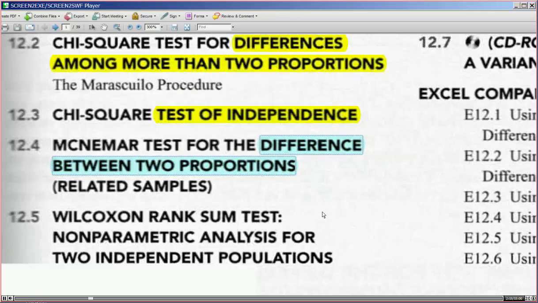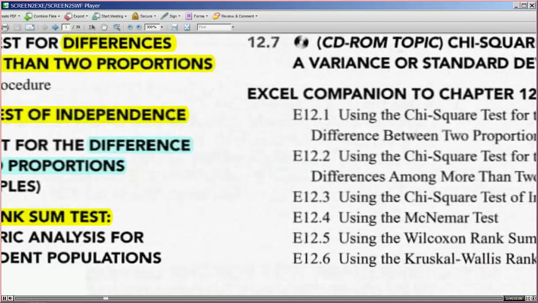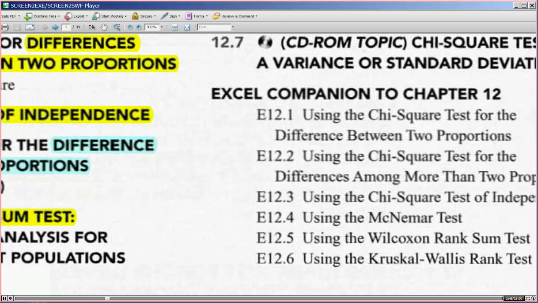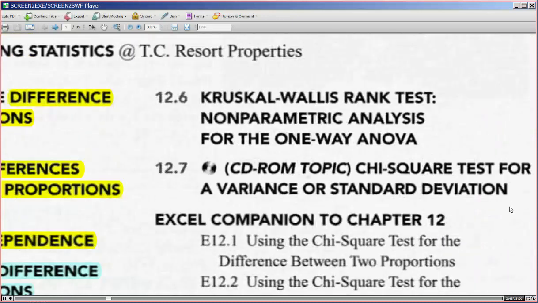Next is Wilcoxon rank sum test. That's important too. Rank sum test. Non-parametric analysis for two independent populations. We're going to check once again the difference between parametric and non-parametric analyses, the presence of assumptions or not, coming from the particular probability distributions or not. So we'll see a lot of Wikipedia pages in this video.